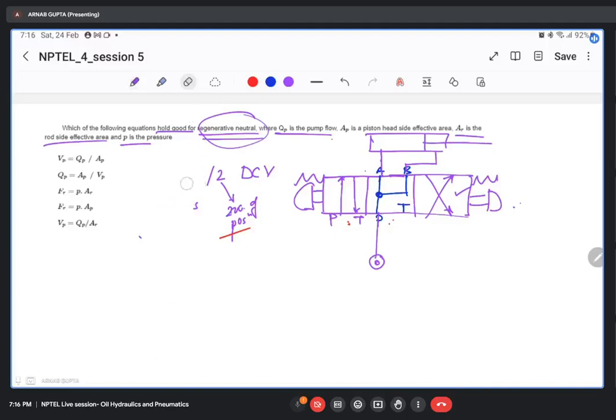Why we need the neutral position: to stop the continuous extension and retraction. You need some interference, and for that you put this neutral position. Okay, so as you can see, in this condition, I am just going into a little bit of theory before I derive this.